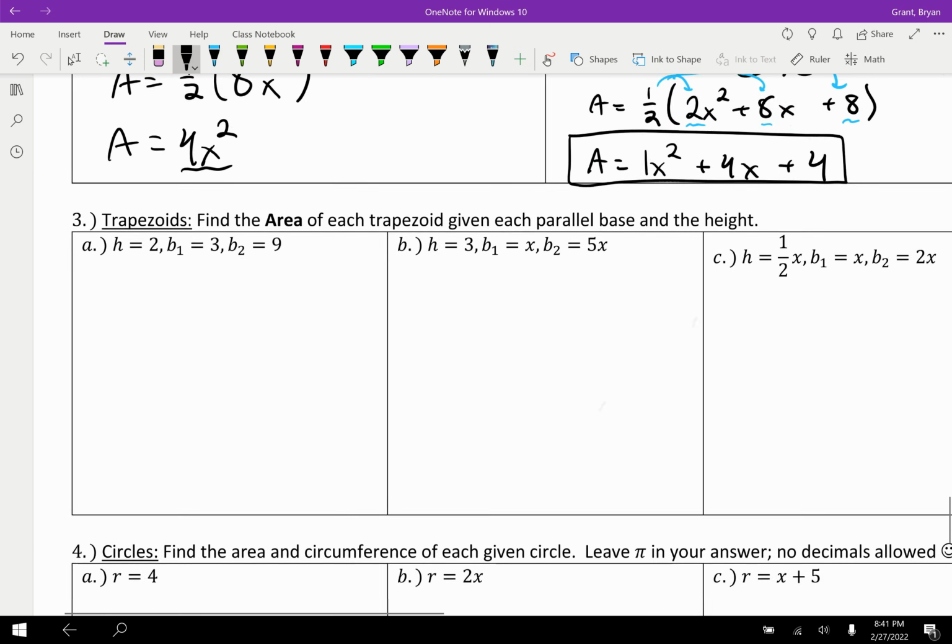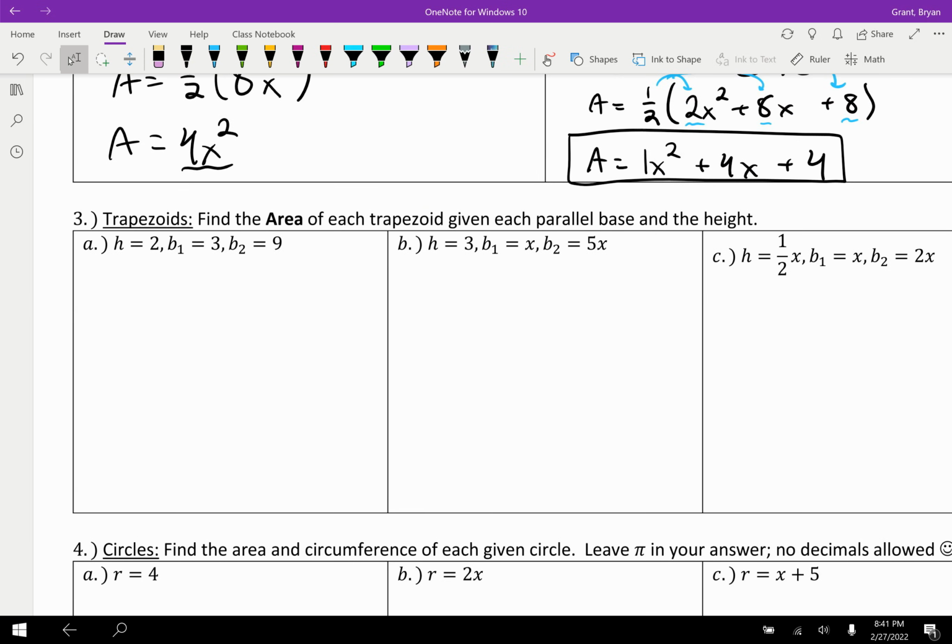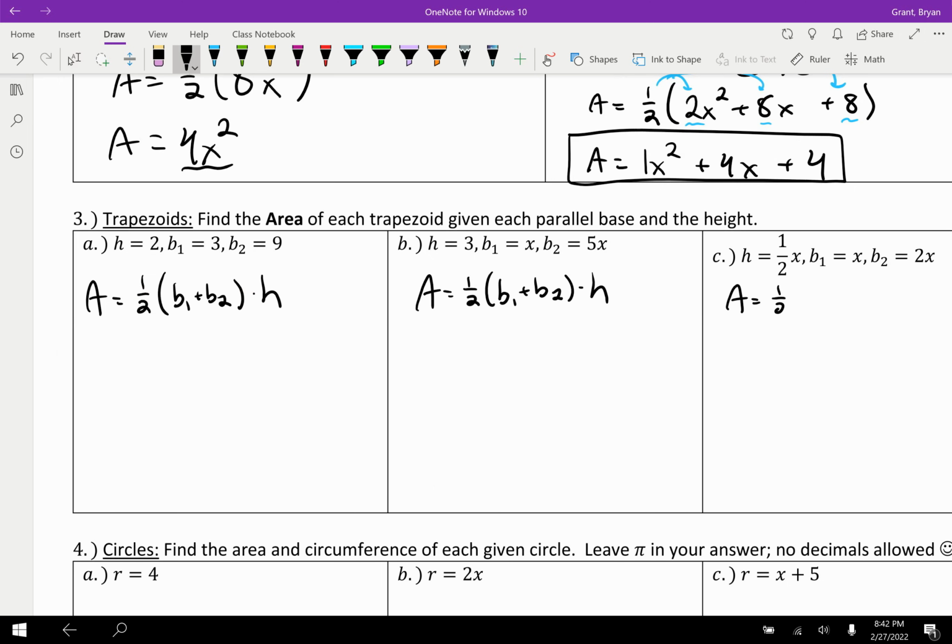Okay, next up, trapezoids. We're just finding the area here, and I'm going to remind you of that area formula each time. Again, I prefer to put the 1/2 out front, base 1 plus base 2 times the height. I'm going to do that 3 times just so we can see what's happening here, and it gives us a nice visual for the replacement. There we go. So let's start substituting in.